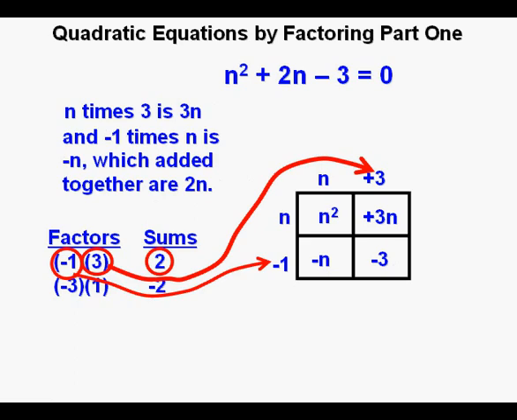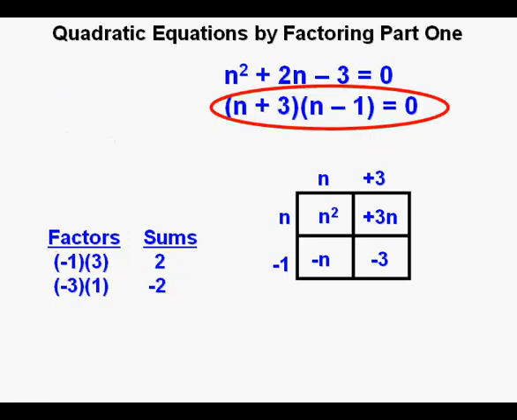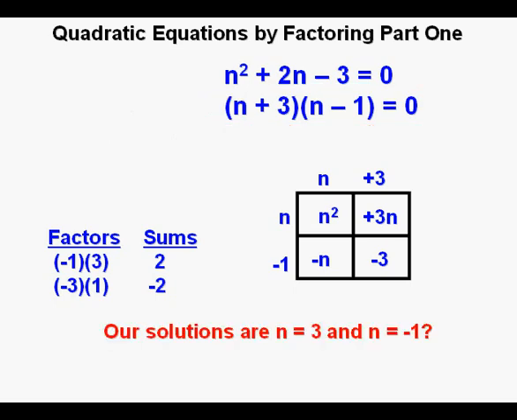N times 3 is 3n, and negative 1 times n is negative n, which added together equal 2n. And we see that the factors are quantity n plus 3 times the quantity n minus 1. We write them out below the original trinomial, still set equal to 0. Based on what we see here, our solutions are n equals 3 and n equals negative 1.